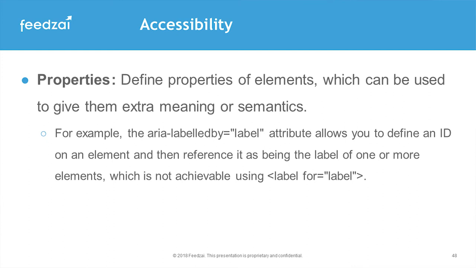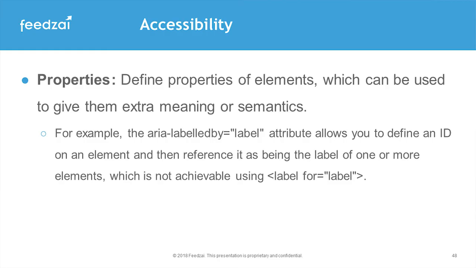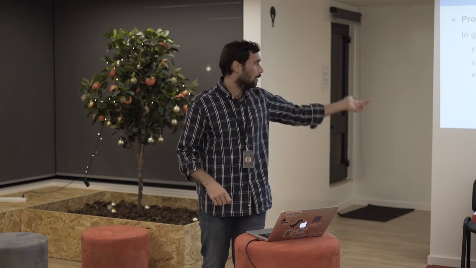The second feature is properties. Basically, they define properties of elements, which can give them extra semantics. One specific case, which is very interesting, is the ARIA attribute named labelledby. You can give an element this attribute and say that this element is labelled by another element. You can do that with the for attribute that exists in HTML, but there's a particular thing here. With aria-labelledby, you can say that a specific element is a label of one or more elements. Imagine a form with two date pickers that represent an interval of time. You can say that a specific label is a label for those two elements. With the for attribute, you couldn't do that.